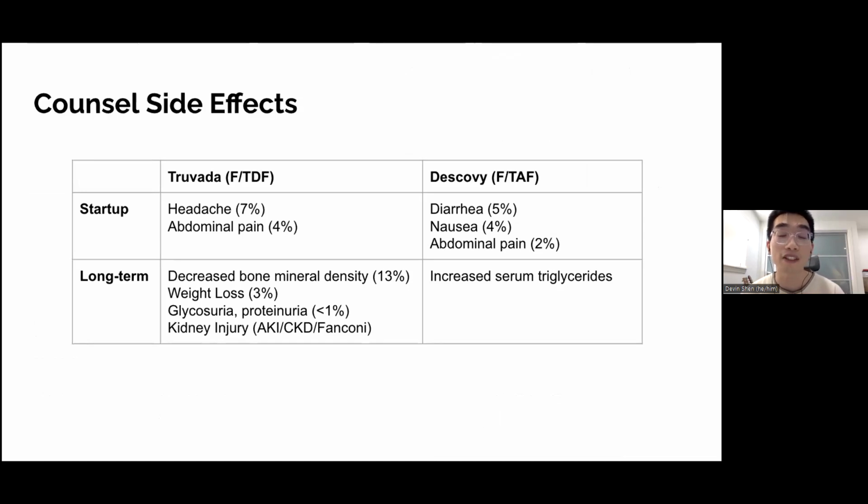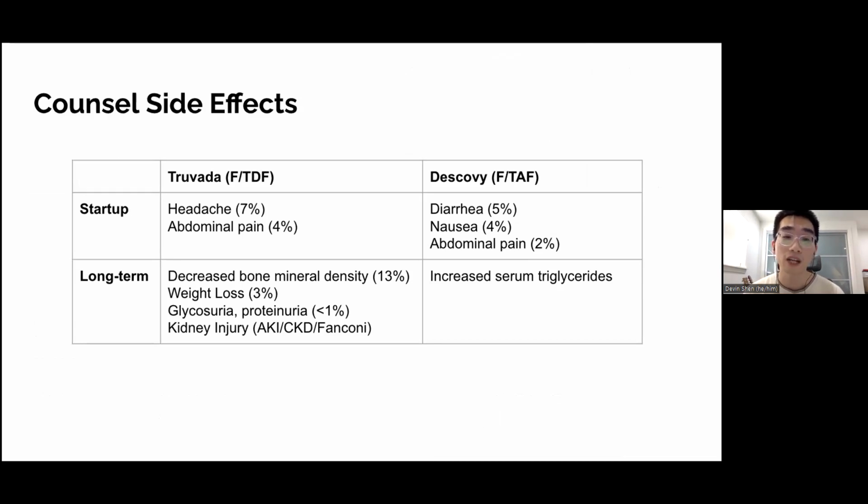saying that if you have decided that this patient is safe to start PrEP on the same day, there are several things that you want to counsel the patient about when starting PrEP. And first, it's about side effects. So in terms of startup side effects for Truvada, it includes headache and abdominal pain. And for Descovy, it's diarrhea, nausea, and abdominal pain. It's actually a very similar side effect profile.